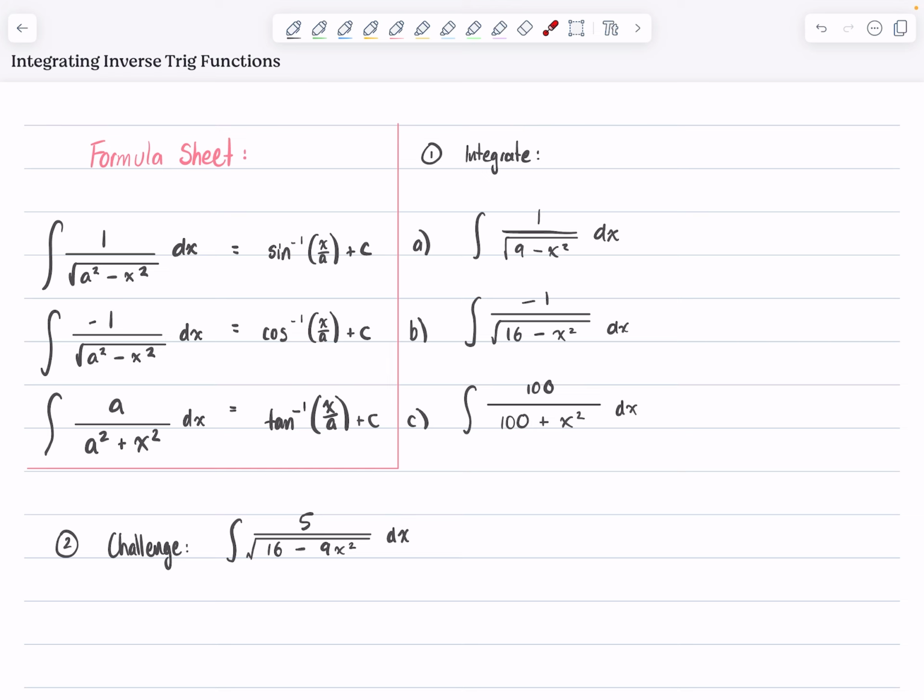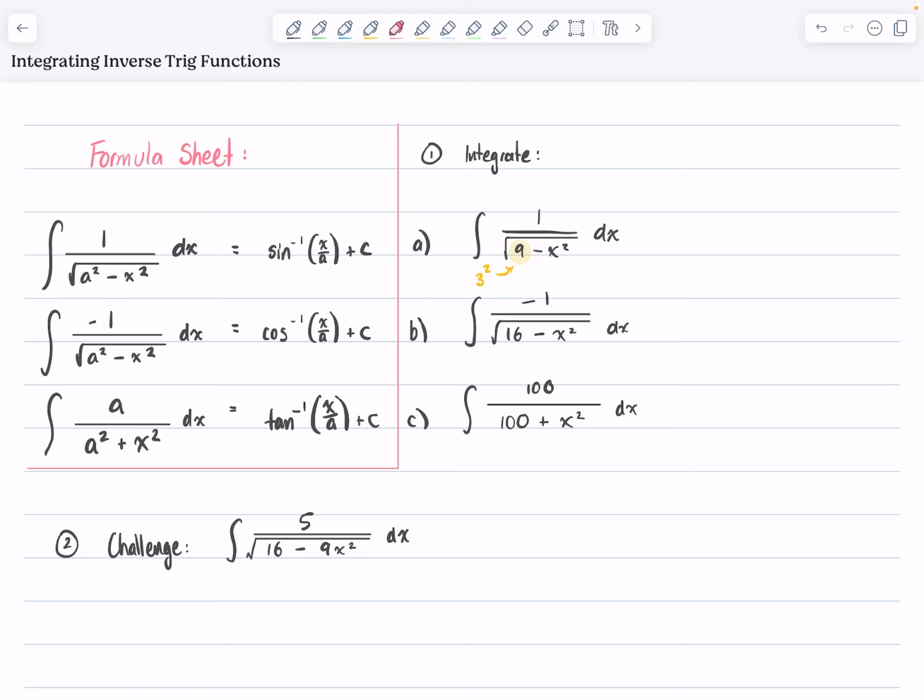So 3 simple ones over on the right-hand side to get started. The first one, we're going to recognize a few things. First of all, it's a positive numerator, or rather the entire function is positive. So it's not going to be cos, it's going to be this sine one here. And we're going to have some value squared minus x squared. So just to be clear, our a value is not 9. Our a value is going to be 3 because 3 squared is 9.